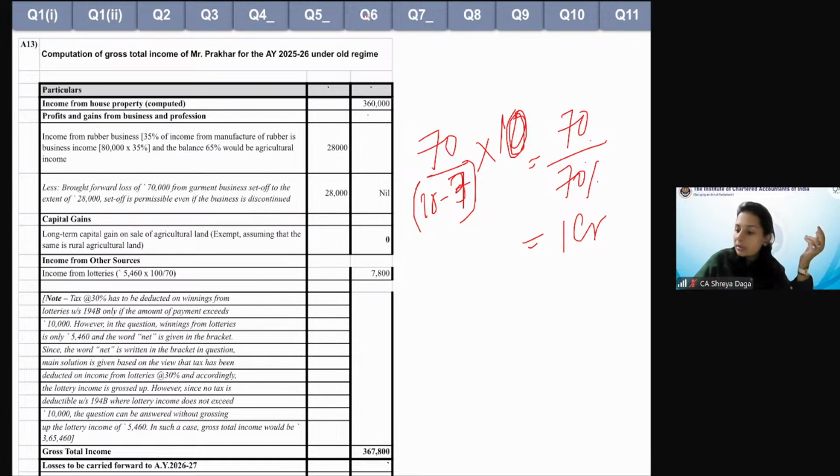Similar is here. 5460 represents 70%, then what would be 100%? It would be 7800. Is it okay, everybody? This was the only catch in this sum. Otherwise, there were 2 catches actually. Long-term capital gain on sale of agricultural land: you need to give a note to treat it as exempt or taxable. And the other note was on grossing up. This was the only catch. Otherwise, it's a simple sum only.